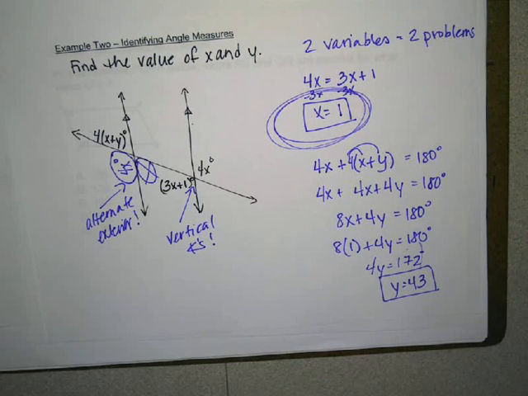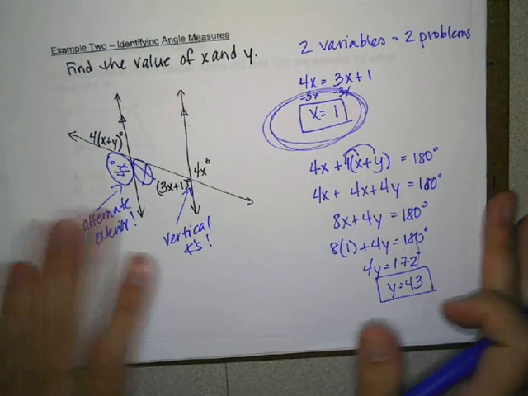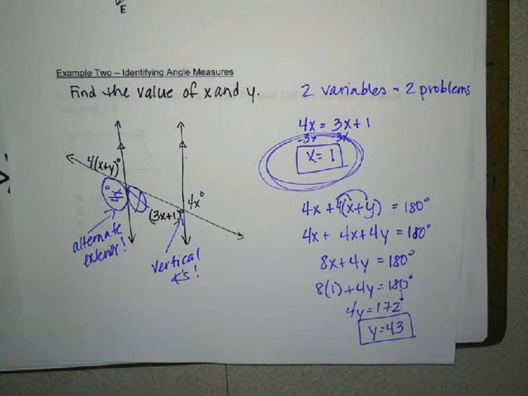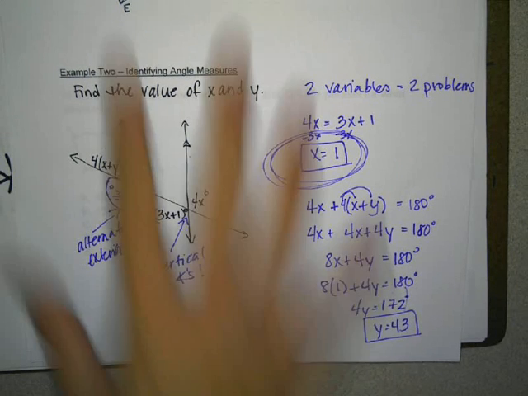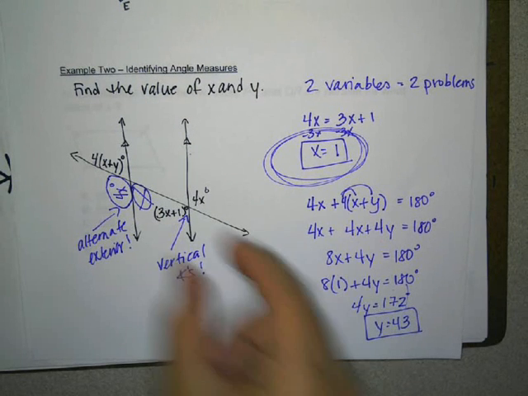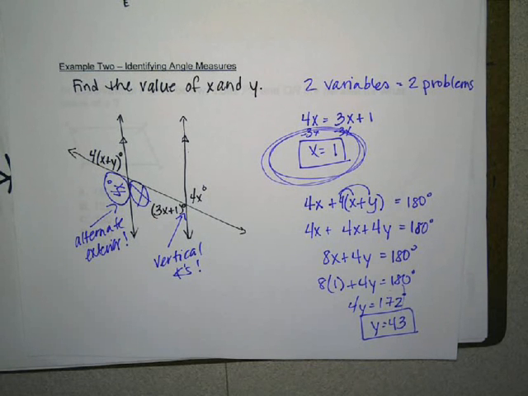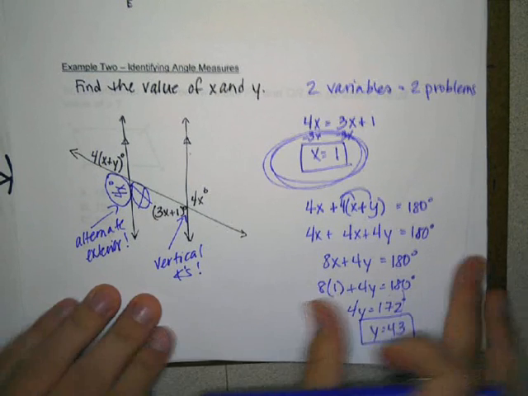Okay. The key with these is not to get overwhelmed because there's x's and y's, but to notice, okay, I have two variables, that means I have two problems. How can I use those relationships to set up my two equations? So we use vertical angles, and then we use alternate exterior. And we'll practice those more.